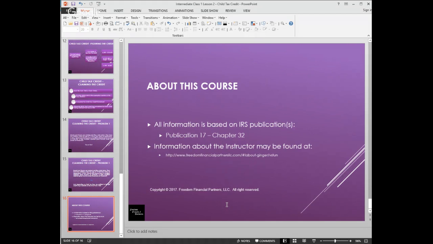So the information coming from this particular lesson can be found in Publication 17 in chapter 32.